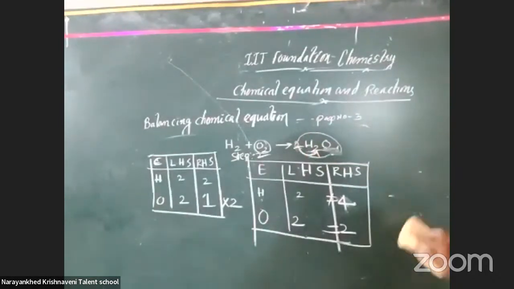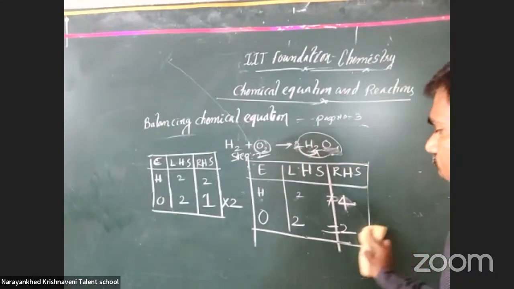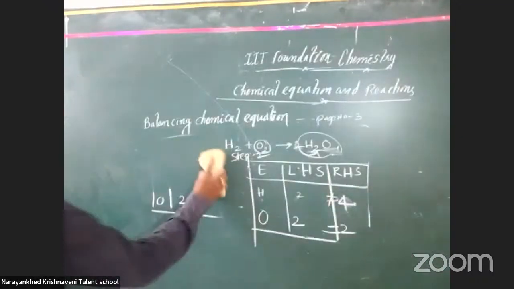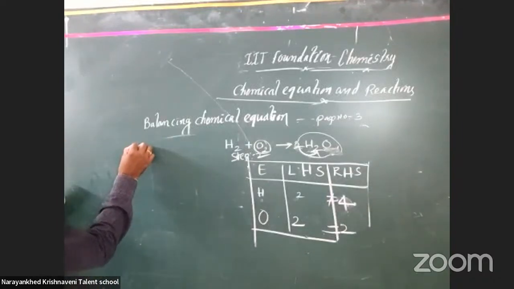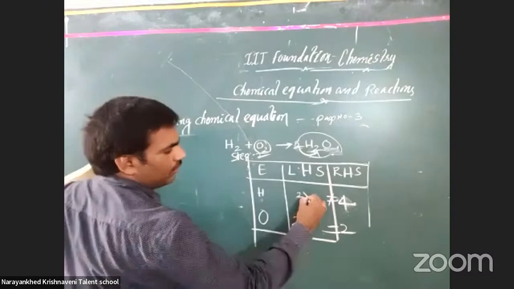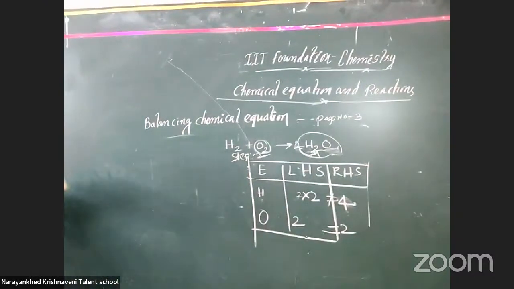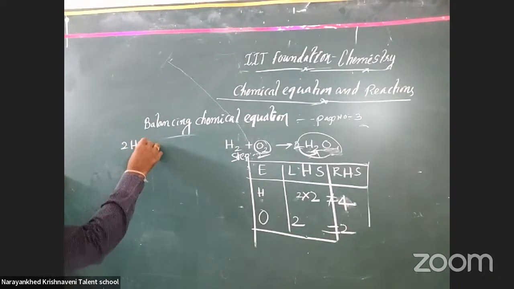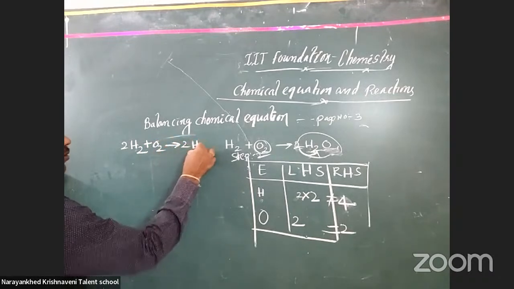Again we have to balance, so go through the steps. What step do we take here? We have to go to step 3. What do we have to do? Multiply with 2 here. Now it becomes 4. Now our equation becomes 2H2 plus O2 gives 2H2O.